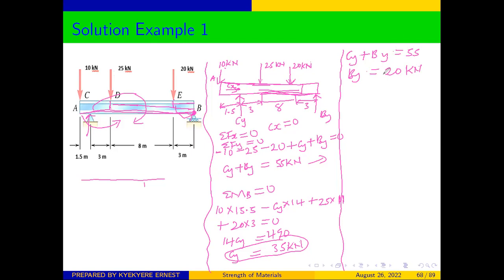Once we are done determining the reactions at the support, the next thing we need to do is to get the internal force for each of the individual sections. So what we are going to do is to divide our beam into sections. Where are we going to divide it? We are going to divide it at the point of discontinuity. And what is the point of discontinuity? Discontinuity happens anytime we encounter a new force.